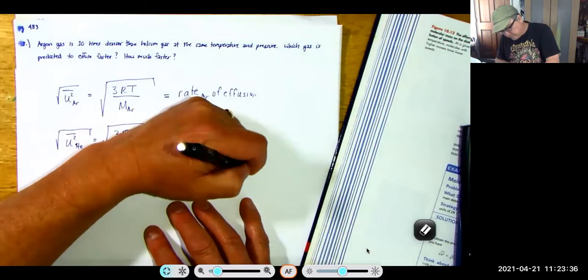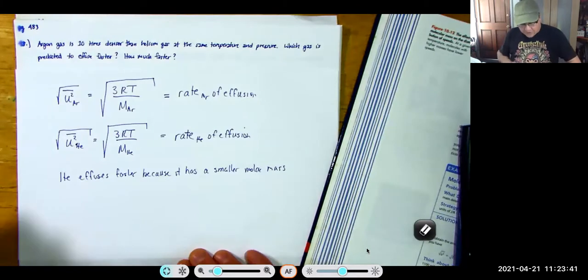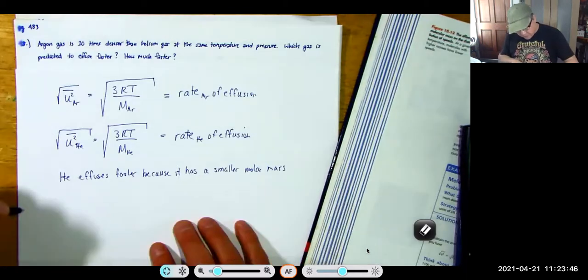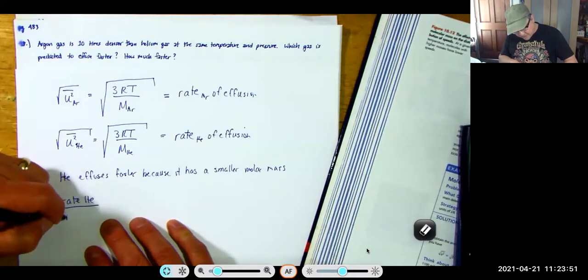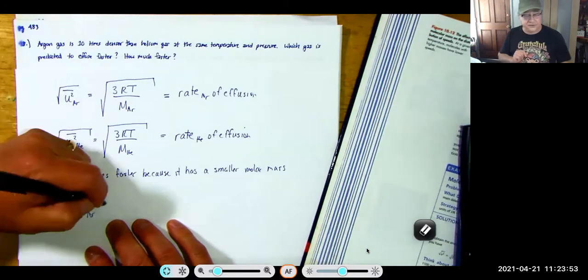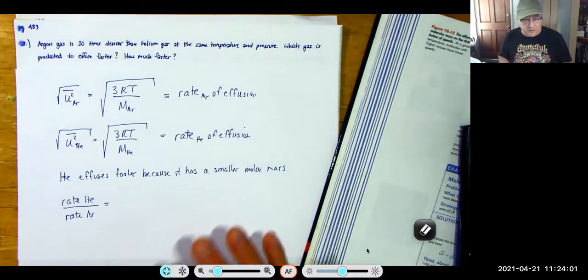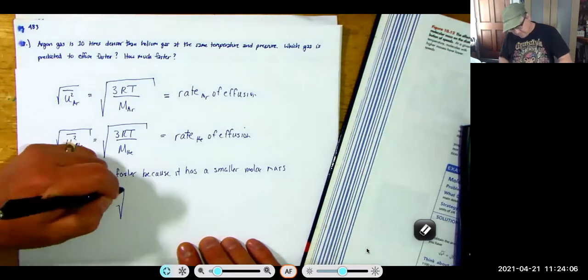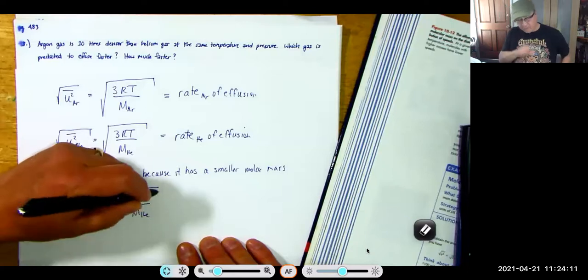Okay. Fair enough? Yeah. Okay, so the question says how much faster? So here's what we're going to do. We're going to take the rate of helium over the rate of argon and figure out which one effuses faster. Okay. Now, here is the formula we use. Are you ready? Yeah. We use that formula.